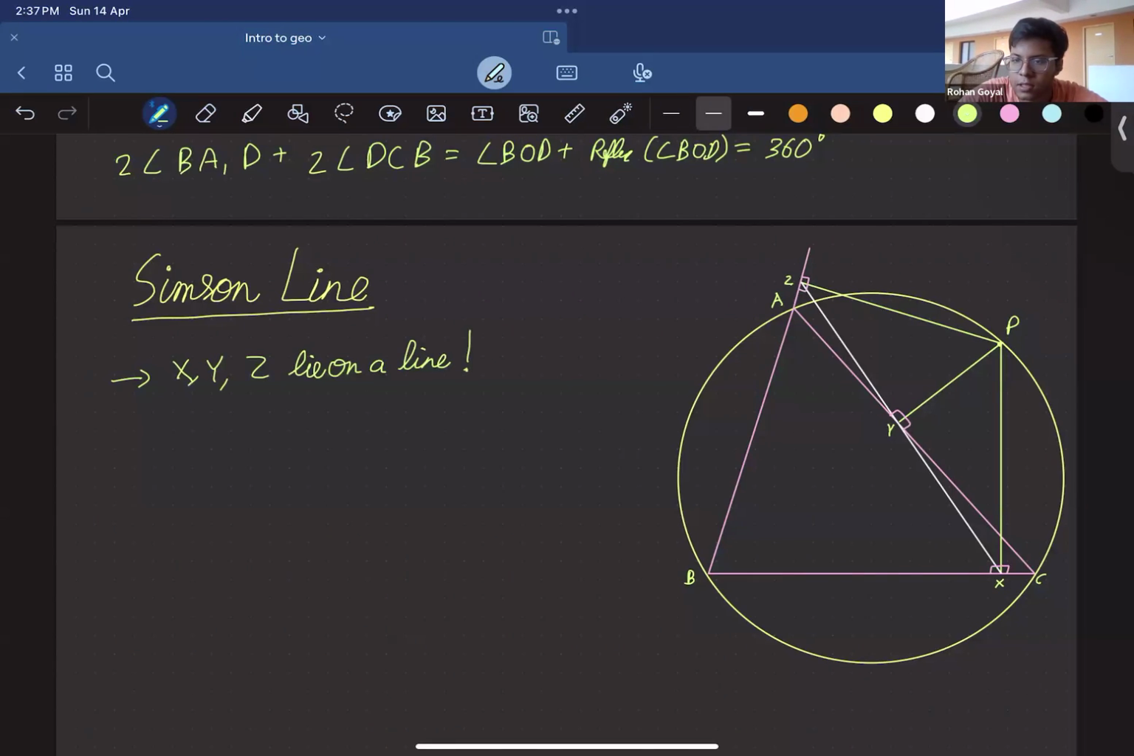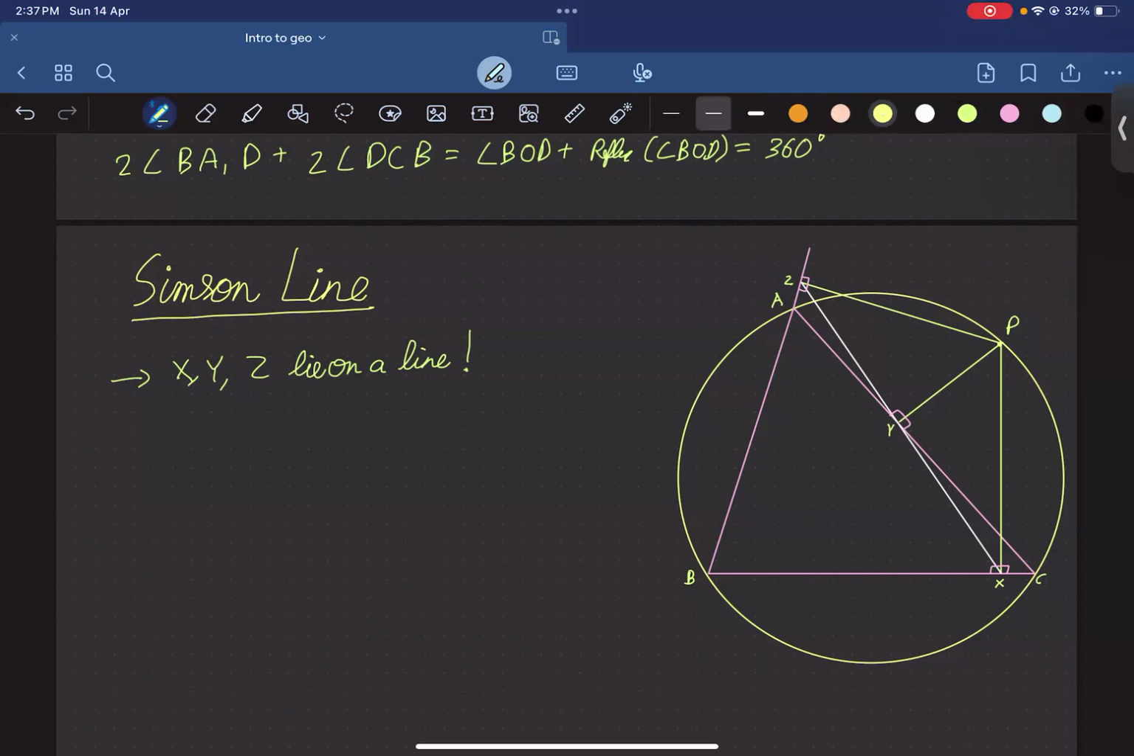That these 3 points are collinear. Okay. So how can we prove such a statement? This feels very strange right off the bat. Okay. So what are the methods that you have learned in school to prove collinearity?